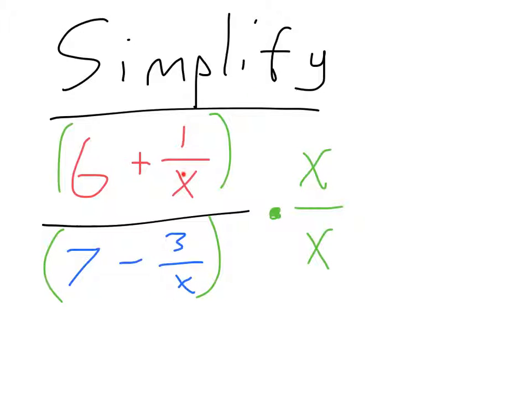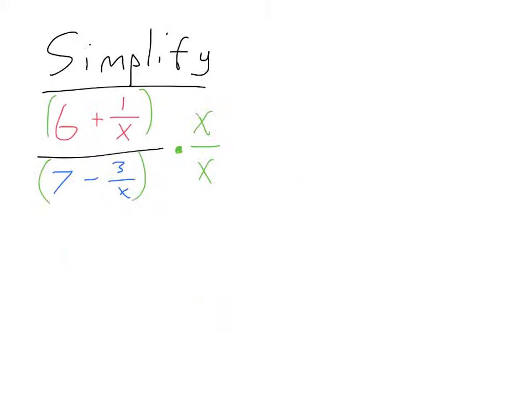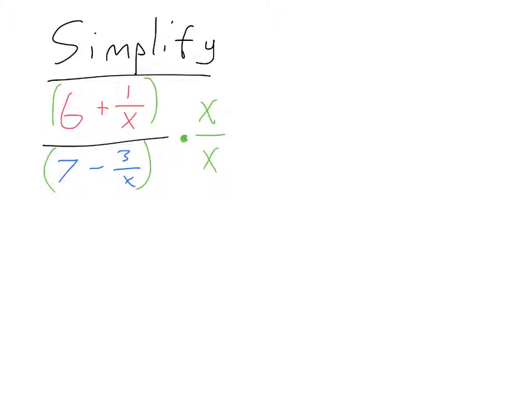x times 1 over x, the x's are going to cross cancel to give me just 1. I'm going to get rid of the x in the denominator position. x times 3 over x, the x's will cancel out. Again, getting rid of the denominator. So let's do that. x times 6 gives me 6x.